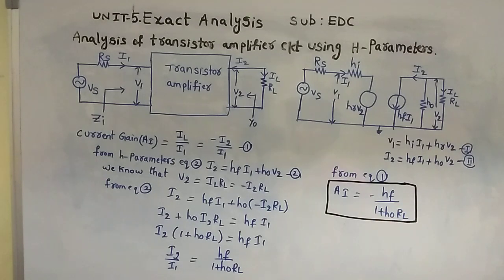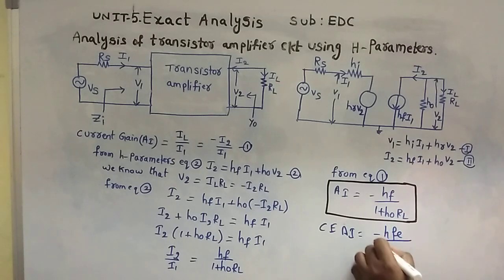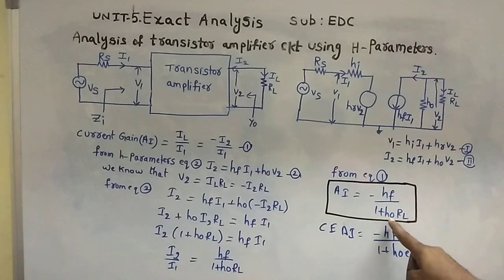Again, no need to draw the circuit. If you want to find the current gain for the common emitter configuration, after deriving this you can directly write: for CE, AI is equal to minus HFE by 1 plus HOE into RL. In place of H parameters, the second suffix indicates the configuration. This HFE, the second suffix, indicates the common emitter configuration.